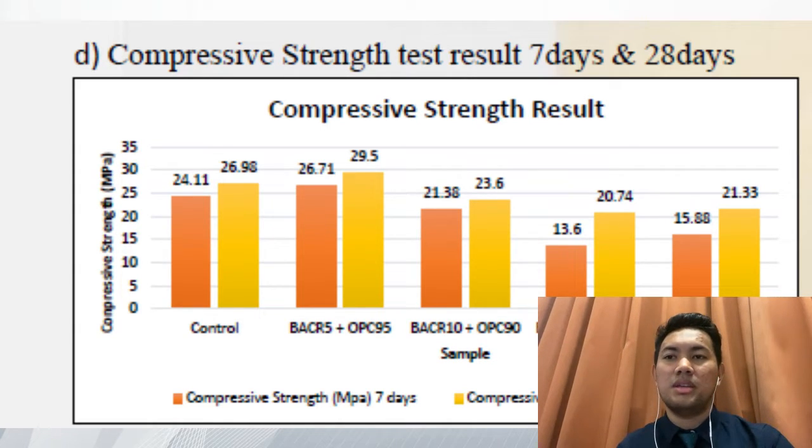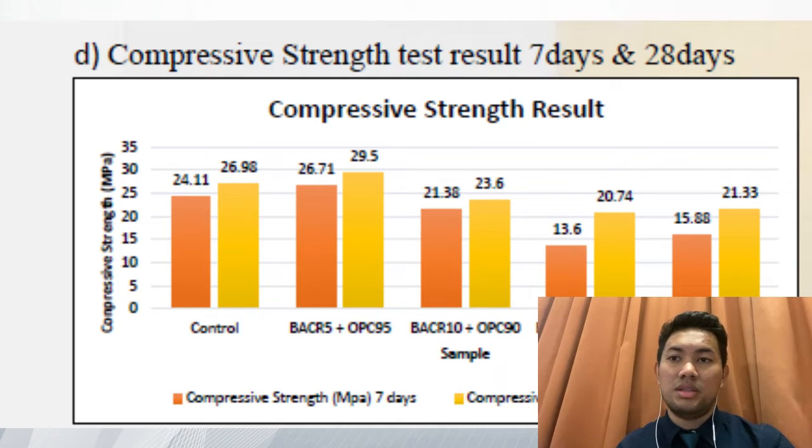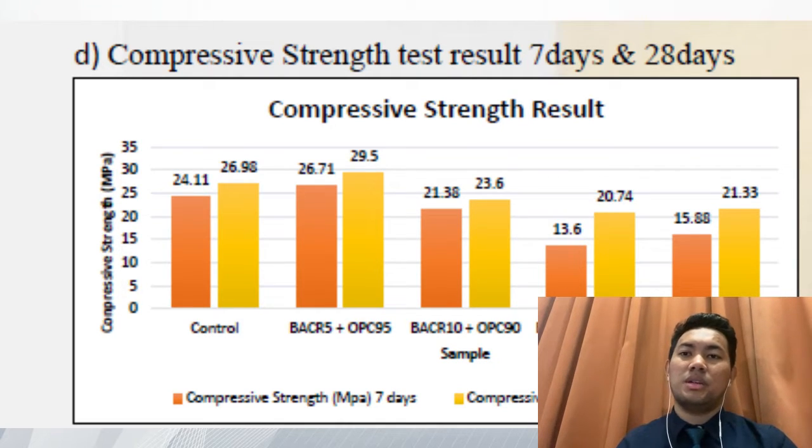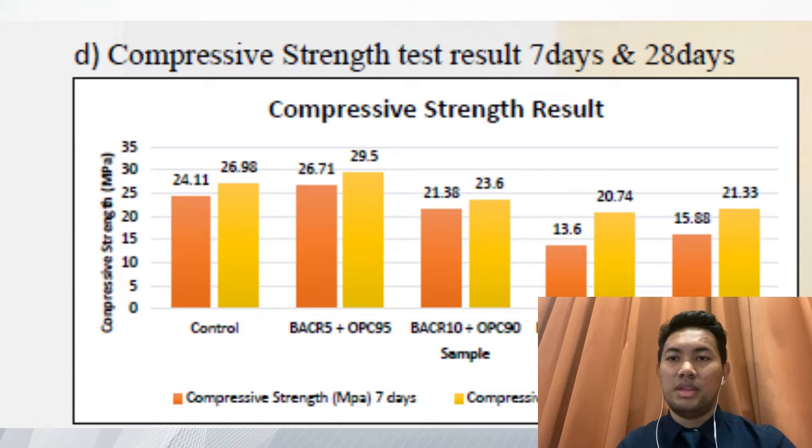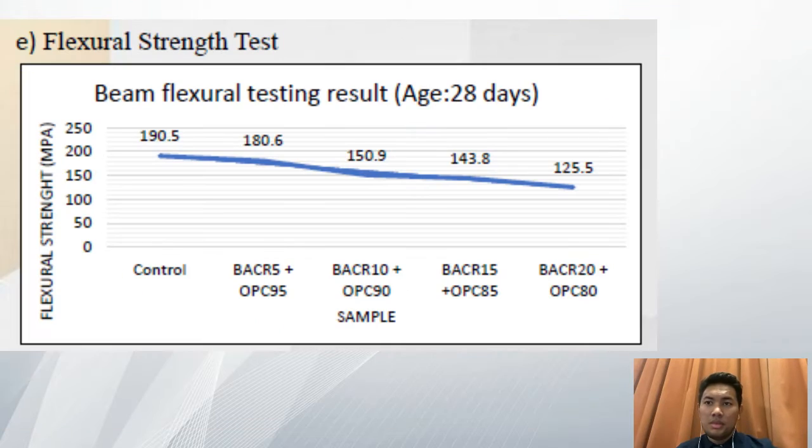BACR10 compressive strength dropped to 16.93 megapascal, whereas BACR15 was 13.60 megapascal. Comparatively, BACR20 has a higher data for 28 days.